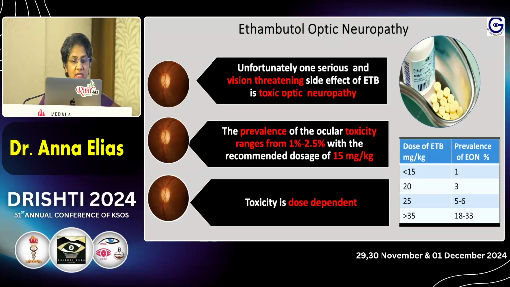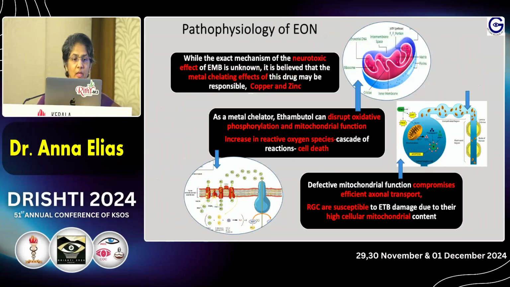The toxicity is dose-dependent, as you can see from the table. What is the exact mechanism? The exact mechanism of the neurotoxic effect of ethambutol is not known, but it is believed that the metal chelating effect of this drug may be responsible. It chelates copper and zinc. So as a metal chelator, ethambutol can disrupt oxidative phosphorylation and it can affect the mitochondrial function. So defective mitochondrial function compromises the effective axonal transport.